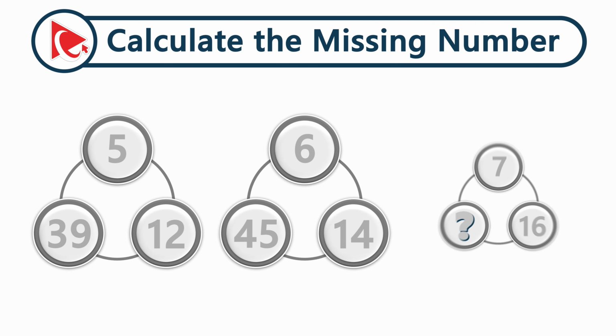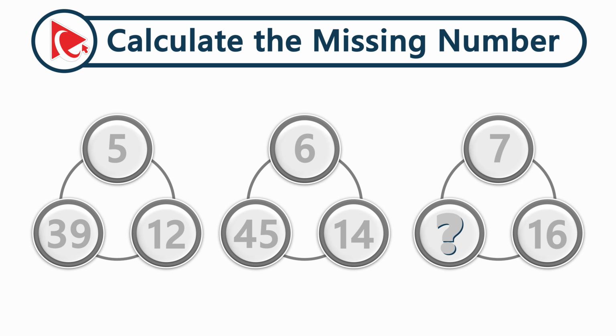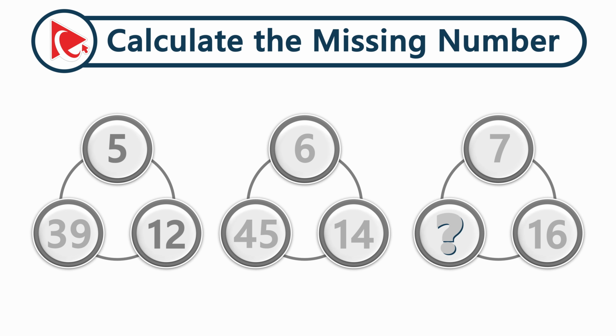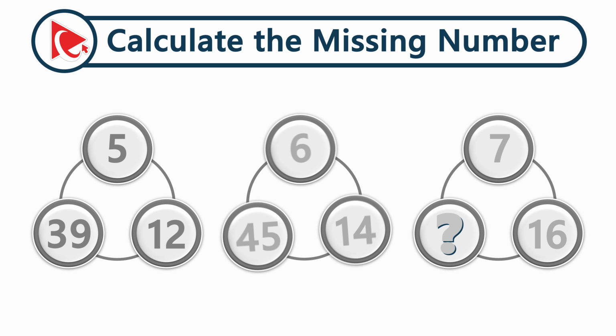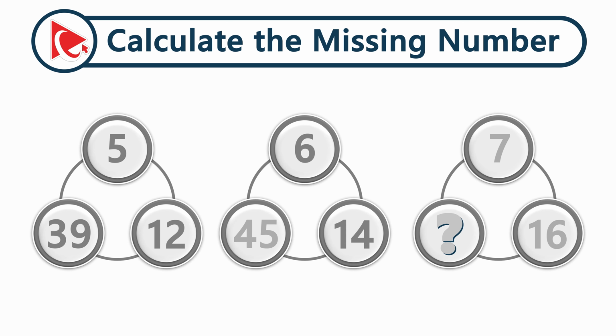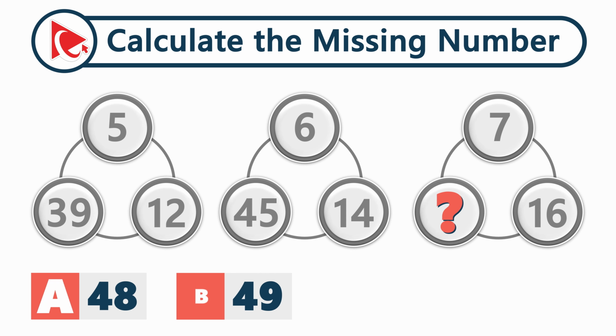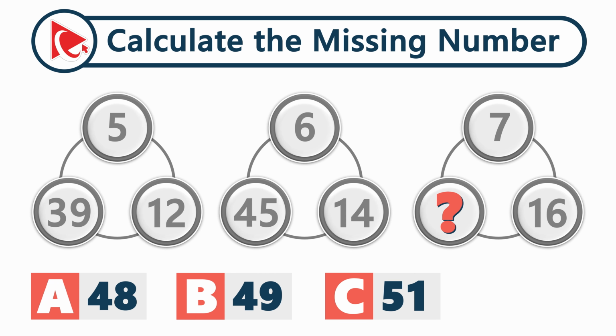You're presented with 3 cool looking shapes. Let's call them combo circles. Each shape has 3 digits inside. The first shape has numbers 5, 12, and 39. The second shape has numbers 6, 14, and 45. And then the third shape only has 2 numbers, 7 and 16. And you need to calculate the third missing number and select the answer out of 4 possible choices. Choice A, 48, choice B, 49, choice C, 51, and last but not least, choice D, 52.